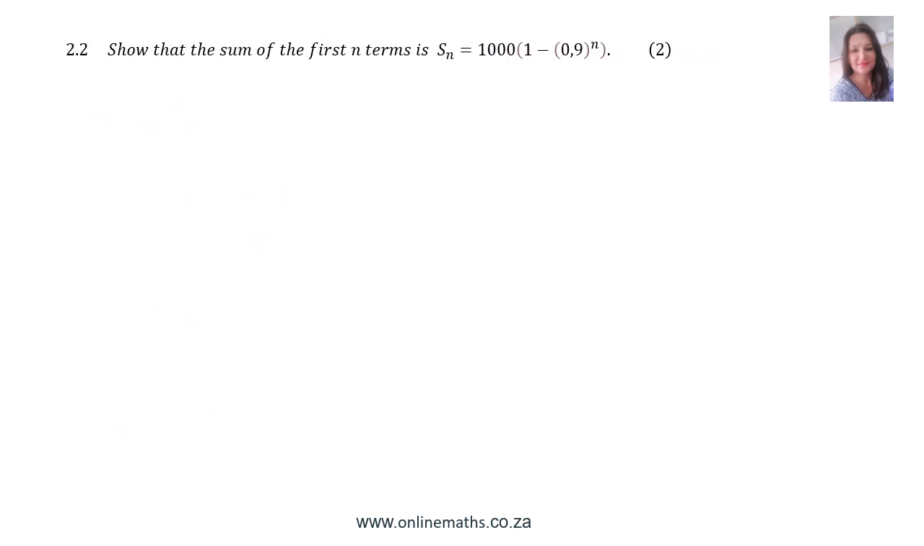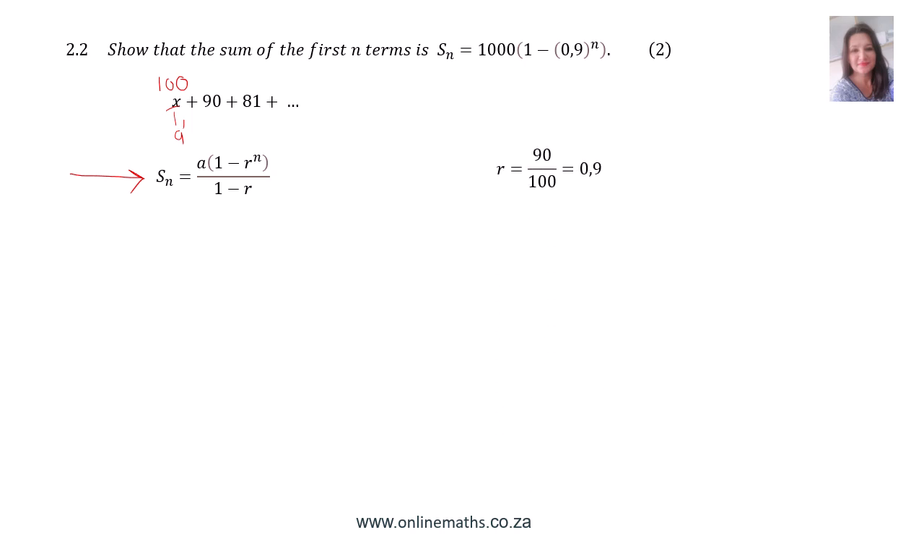On 2.2, they want us to show that the sum of the first n terms is Sn and then equal to all of that. So in the previous sum, you worked out that x's value is 100. And remember, this x is T1 and it's also a. So the formula for the sum of a geometric series is this one from the formula sheet. Please make sure that you copy this one correctly.